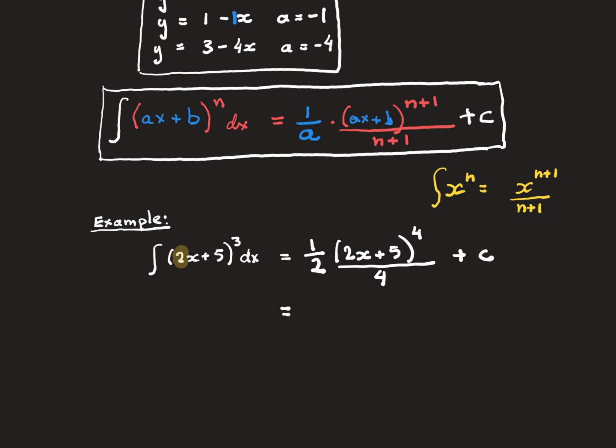Now the two numbers in the denominator, that means the 2 and the 4, can now be multiplied together, and the 1 we do not need to write again, so we'll just write what's in the brackets, 2x plus 5 to the power of 4 over 8, because 2 times 4 is 8. Add the c.